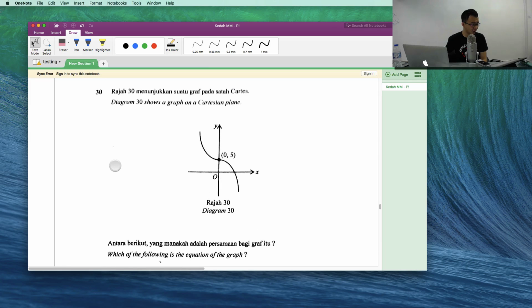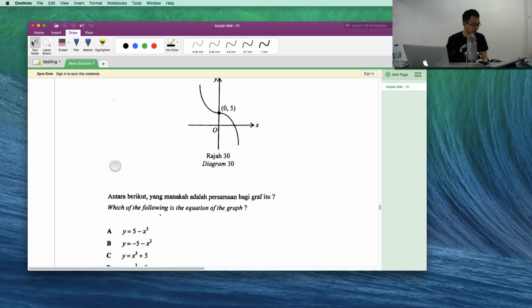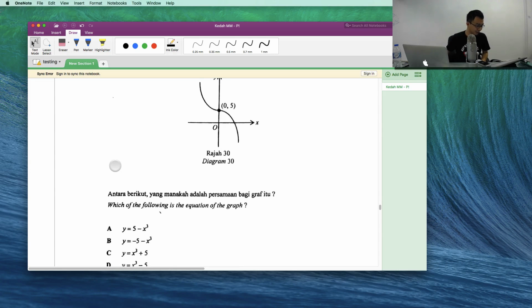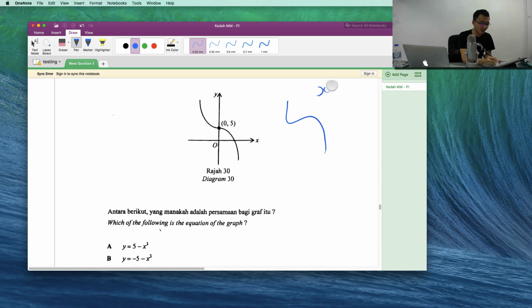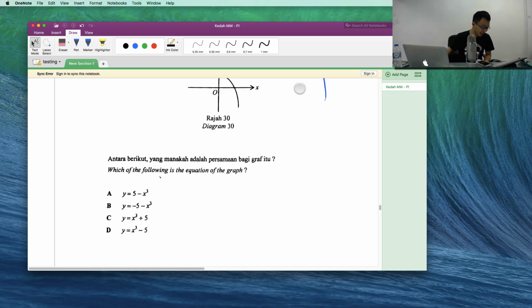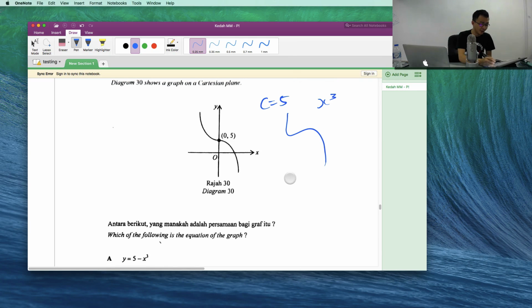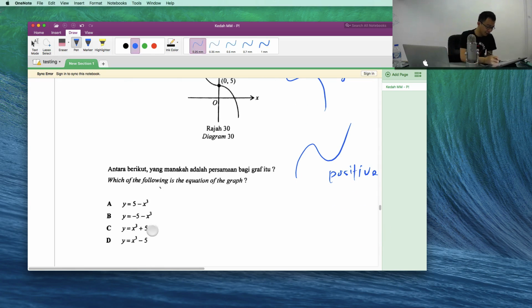Okay, diagram 30 shows a graph on the Cartesian plane. Which of the following is the equation of the graph? So first, if you see the graph like this, the x is to the power 3, and then you have the y-intercept which is 5. I call it C first. So first thing must be x cubed, and then this one should be negative x cubed, because the positive x cubed should look like this. So therefore, it should be negative.